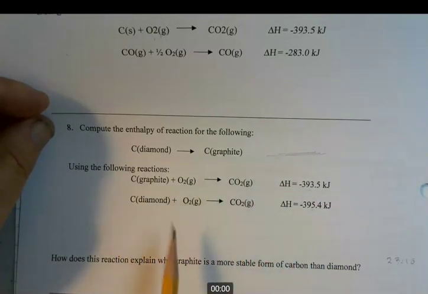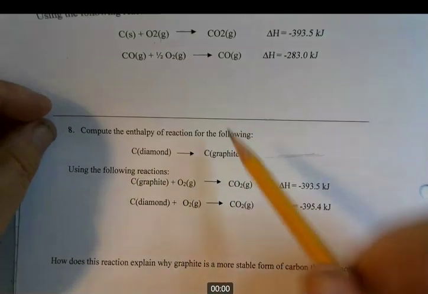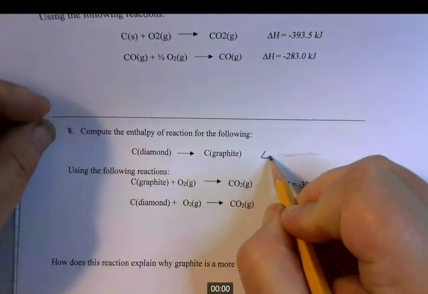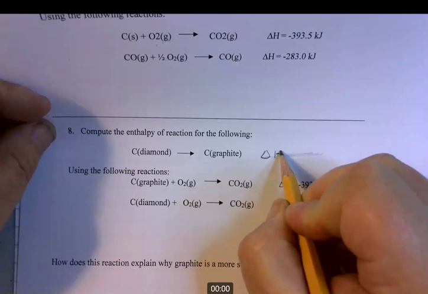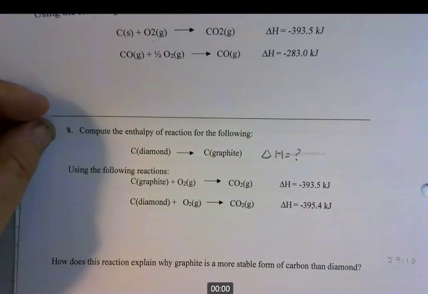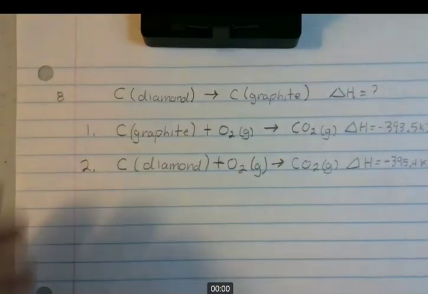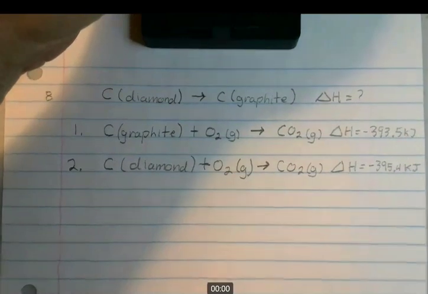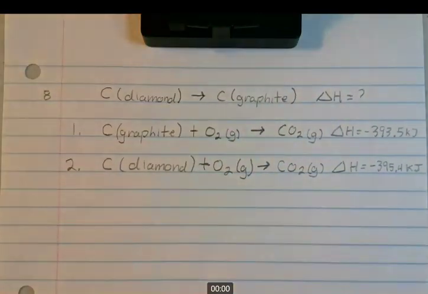So we want to use these 2 equations to arrive at this. And I should add right here what we're trying to find ultimately is a delta H for that reaction. So we're going to put a question mark there. That's what we're looking for. Okay, so I'm going to uncover that I've written this on a piece of paper already. And let's go ahead and see what we have.